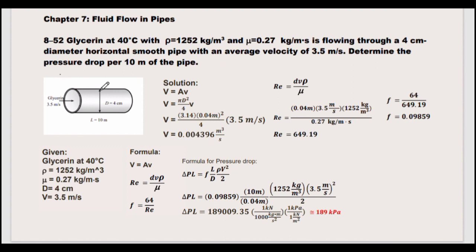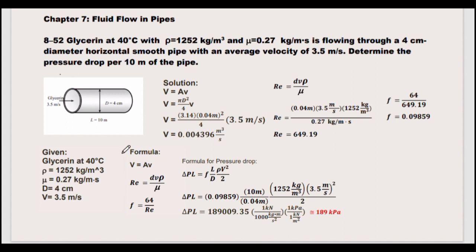So this will be our illustration: a pipe with glycerin flowing at 3.5 meters per second, the diameter 4 centimeters, the length 10 meters. In our given, we have the glycerin at 40 degrees Celsius, a density of 1,252 kg per cubic meter, and mu 0.27 kg per meter second, the diameter 4 centimeters, and the velocity 3.5 meters per second.